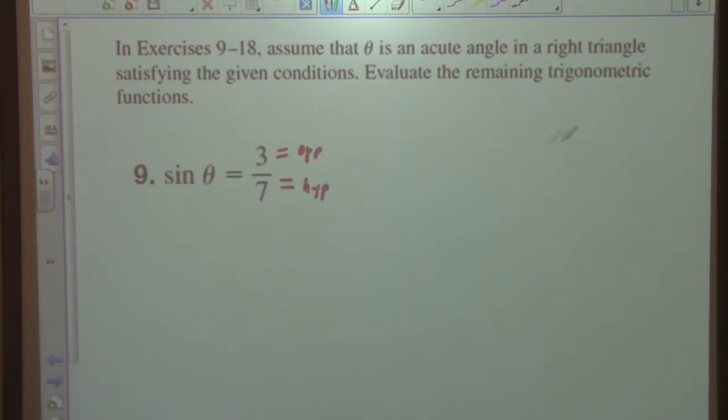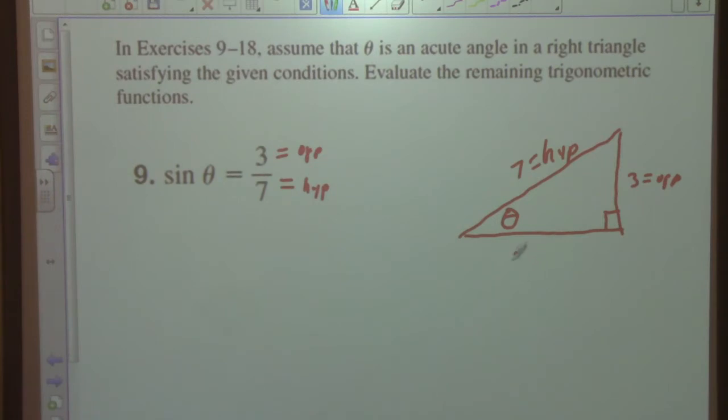And with that, I like to make a little drawing of an opposite and a hypotenuse. Does it matter that the drawing is accurate? No, it really doesn't. So here's our 3, which equals our opposite, and our 7 is our hypotenuse, and here's our theta. So we need to find what this side is. What is this side going to be?